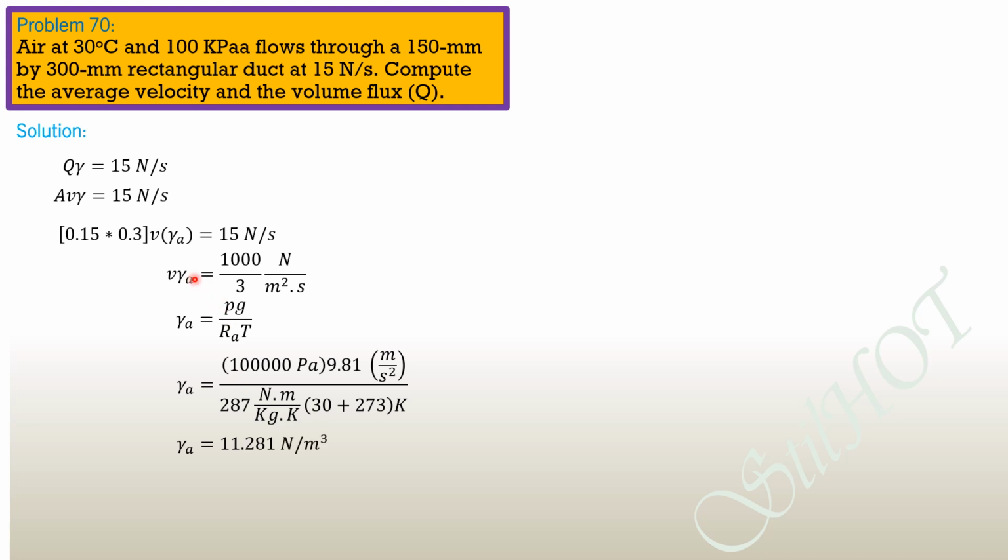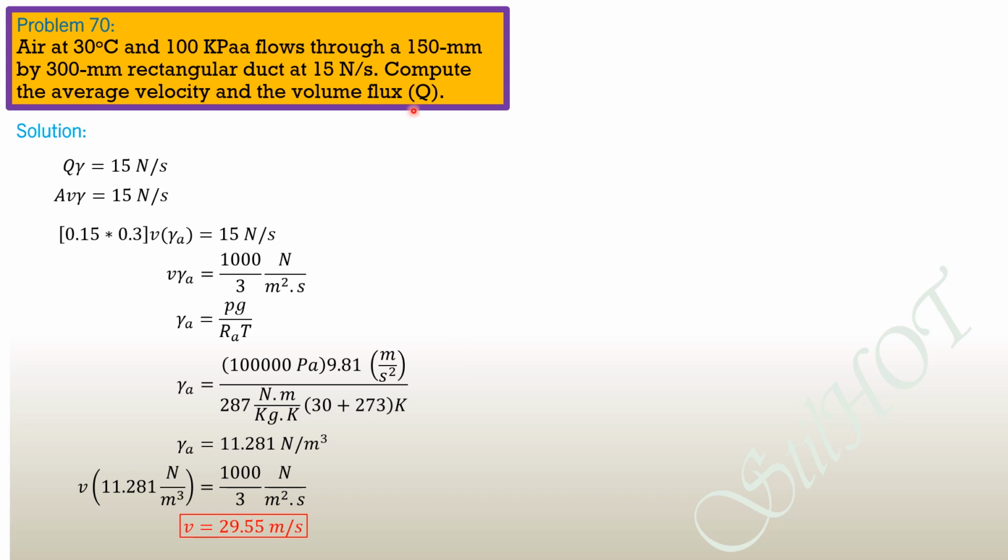We can now compute the mean velocity. We substitute the value of specific weight of air here. So V times 11.281 newtons per cubic meter equals 1000 over 3 newton per meter square second. So cancel newton, then cubic meter per meter square is meter per second. So mean velocity is equal to 29.55 meters per second.